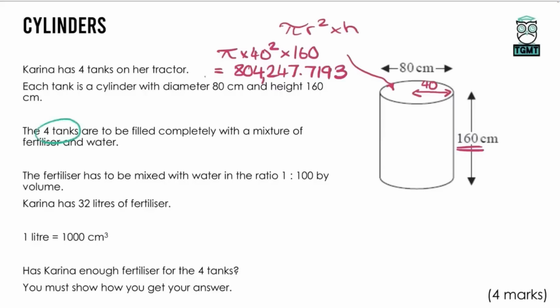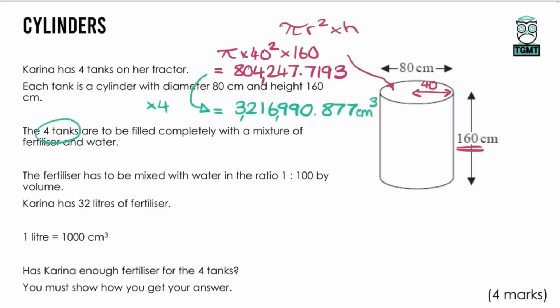Now it says here that we are going to have 4 tanks. Well, she has 4 tanks. So we need to multiply this by 4. That's going to give us the volume of all 4. So if we press times 4 on the calculator, we're starting to get to some very large numbers now. That's absolutely fine though, just make sure we write them all down. So we have 3,216,990.877. So that's 3.2 million centimetre cubed. Right, so we're getting some very large numbers.